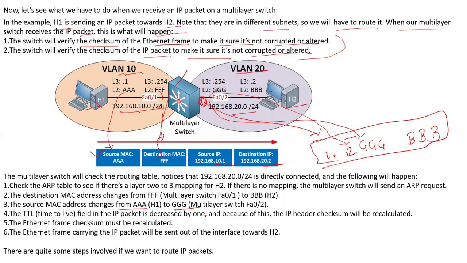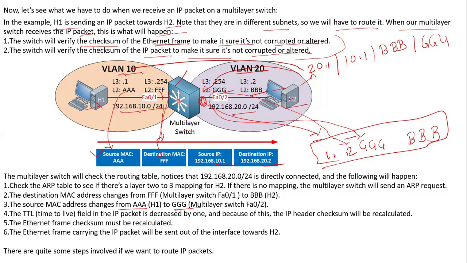When traffic reaches here, and H2 replies, what will happen now? My source IP will be changed. Source IP will be 20.1, and the destination IP now 10.1. What will be my source? This is for my return traffic: source BBB, and the destination will be GGG.